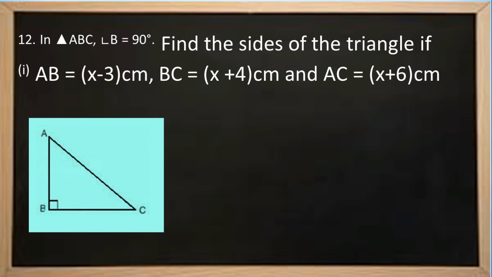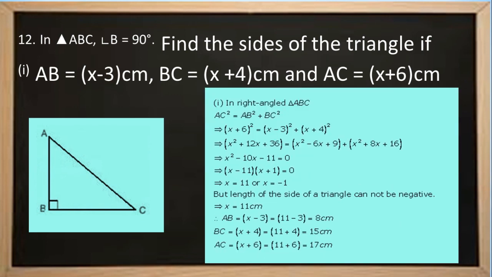Substitute AC as x plus 6 whole square, BC square will be x plus 4 whole square and AB square will be x minus 3 whole square. So all the three cases we need to expand by applying the a plus b whole square identity and a minus b whole square identity. Try to simplify and find the value of x. Just look at the slide over here. So after AC square is equal to AB square plus BC square, it is expanded with the identity a plus b whole square and a minus b whole square respectively on the left hand side and right hand side. It gives you an equation, factorization.